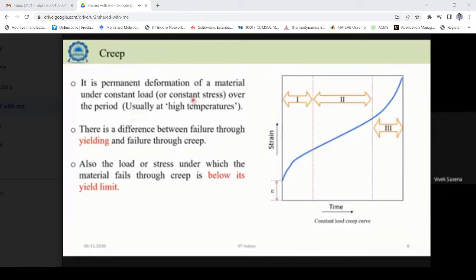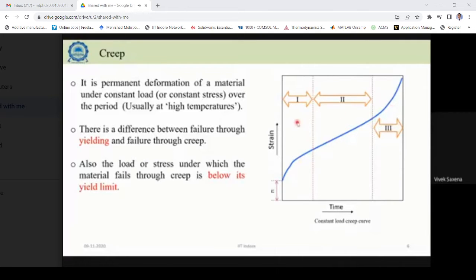But in case of creep, that doesn't happen. So to understand creep, for an experimental study, a sample is taken, fixed environmental conditions like temperature are maintained, a constant amount of load is applied, and its strain is recorded over a period of time.